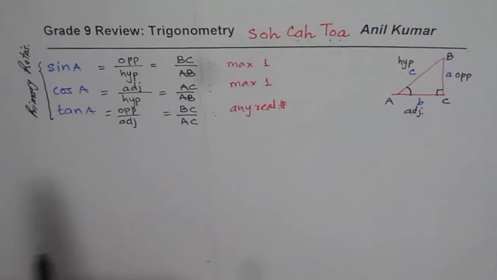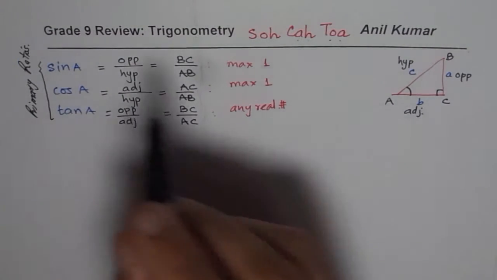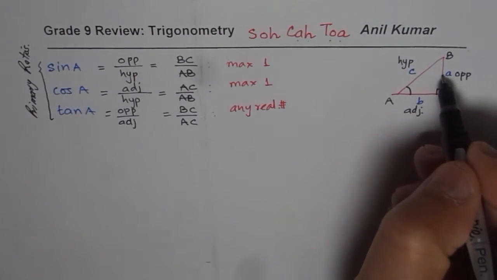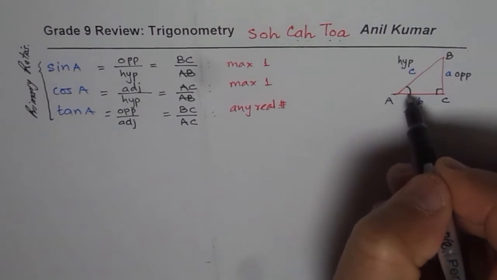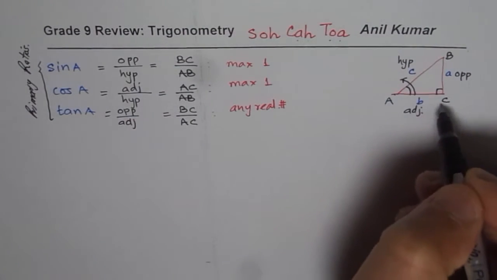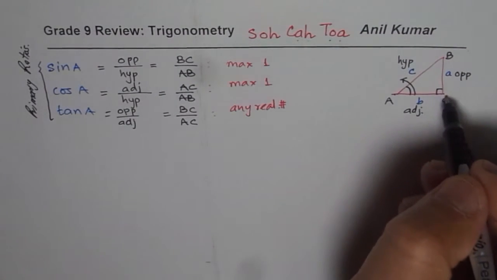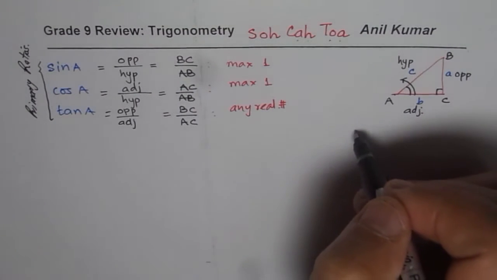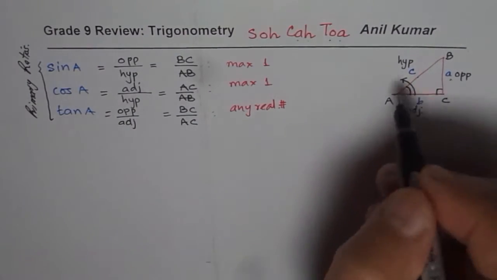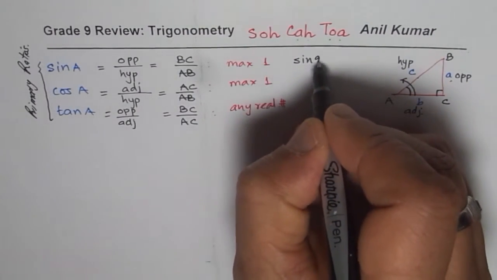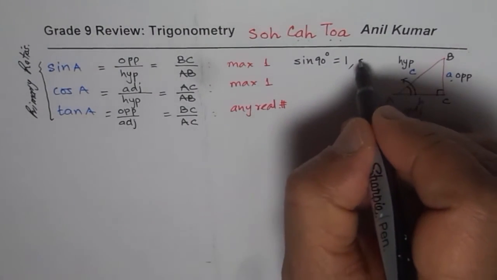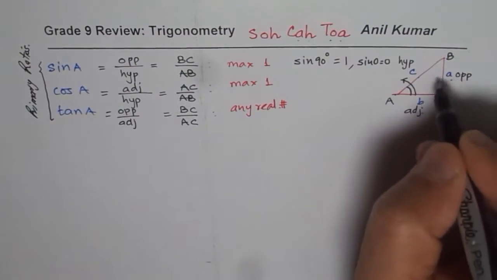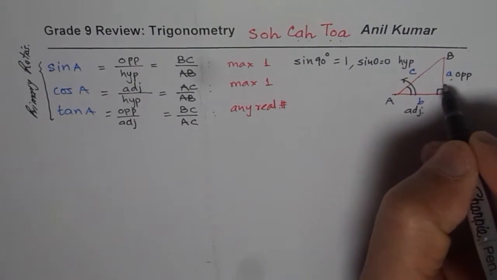Now when will sine be maximum? Sine is maximum when the opposite side is as close to the hypotenuse. If I increase the angle, the value of sine increases since the opposite side length increases. When this angle becomes 90 degrees, then both sides are the same. So we know that sine of 90 degrees is equal to 1. That is the maximum value. And we also know that sine 0 is 0. When I have 0 degrees, then the height is 0.